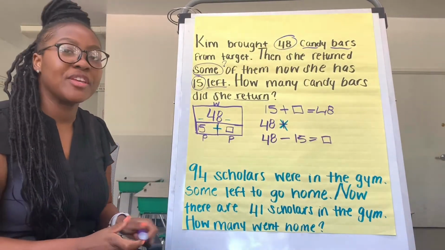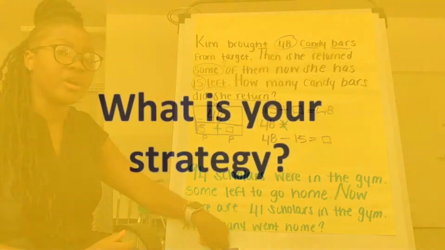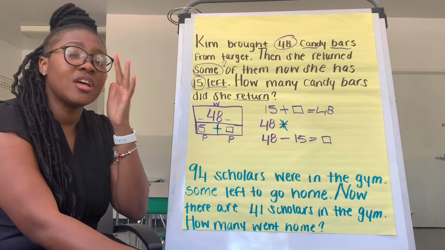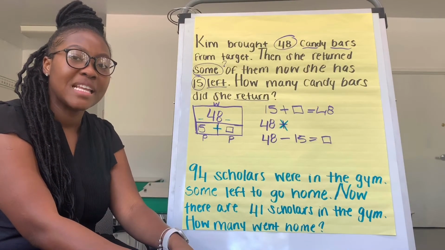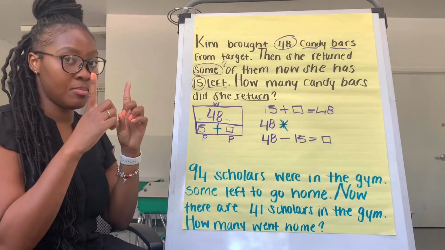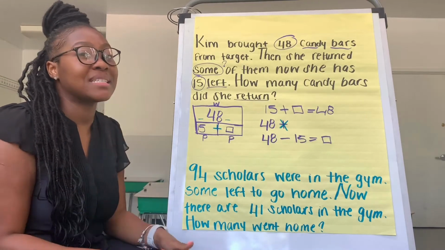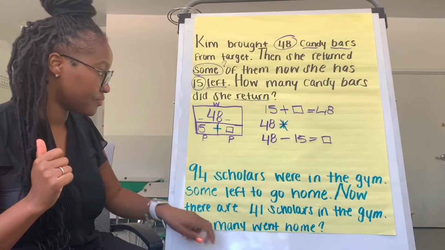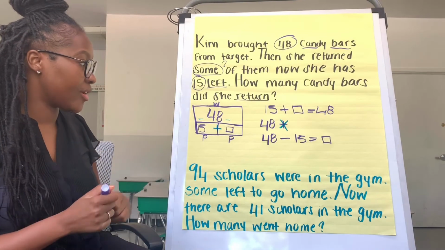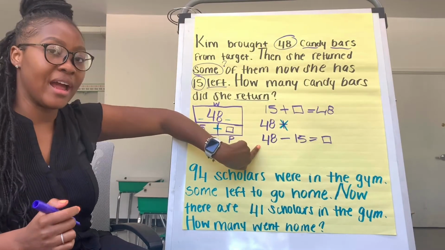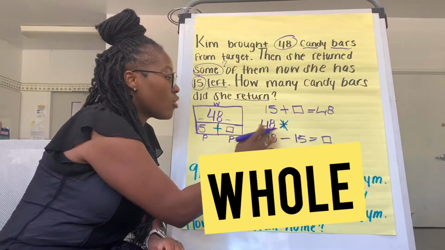And what's the strategy we can use to help us figure out our unknown part? That's one. What's another one? Yes, so we can either do count up or we can do count back. Today we're going to practice count back. So let's practice together. When we count back, we start at the whole. Yes, so our whole is 48.